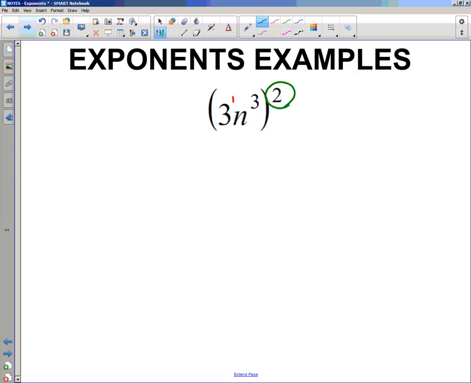That's the rule. So 1 times 2 is going to give us 2, and 3 times 2 is going to give us 6. All right, so now what can we do here? The bases are not the same, so there's nothing we can combine. I guess our last step is going to be to simplify that 3 squared. It's called 9. 9n to the 6th, and that's as far as we can go with that one.